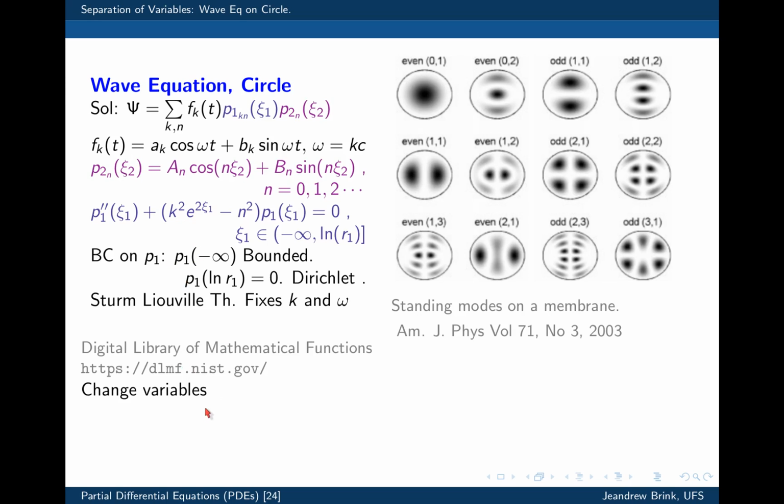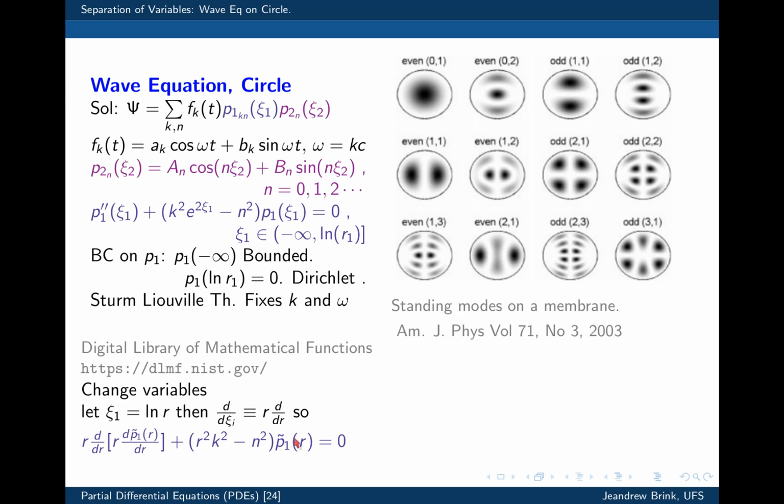So let's do the first thing, change variables. I'm going to let C1 equal ln r, so I'm going to go to the polar variables. And then the derivative with respect to C1 is just equal to r times the derivative with respect to r. I'm now going to use that to rewrite this whole equation in terms of r.